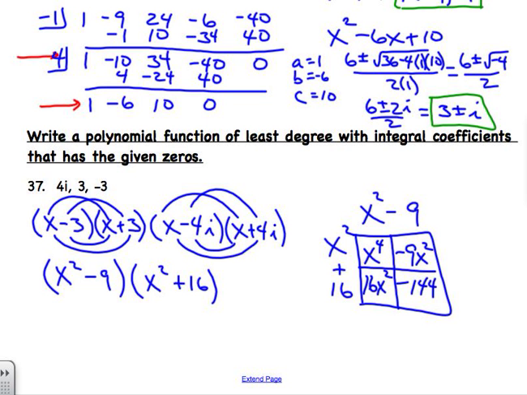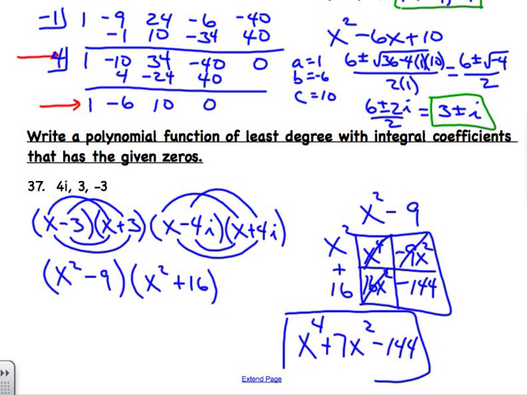So after multiplying all the factors together, we have our polynomial. We've got 1x to the 4th. We have negative 9x squared and 16x squared, so that's 7x squared. And then negative 144. If we wanted to check our answer, our multiplying, we could graph that polynomial, and we should see it cross twice, once at 3 and the other time at negative 3.